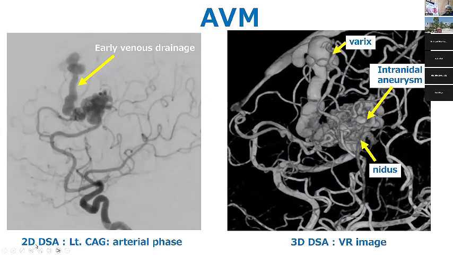So the diagnosis is AV shunt here. The 2D DSA dynamic images tell us the early venous filling in this case, and the 3D DSA images can give us the morphological information. There is a nidus here and an internidal aneurysm we can see, and there is also a venous dilatation, called a varix, clearly seen by 3D angiography.